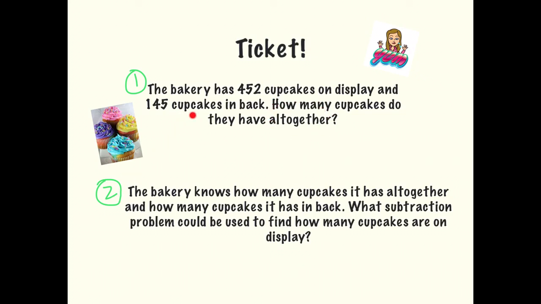Then number 2 is linked. You'll be using information from number 1 to help you with number 2. The bakery knows how many cupcakes it has all together and how many cupcakes it has in back. What subtraction problem could be used to find how many cupcakes are on display? So by the time you solve number 1, you'll have all the information you need to solve number 2. Good luck. I know you will do very well.